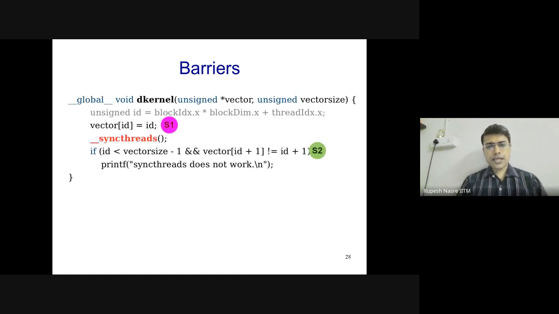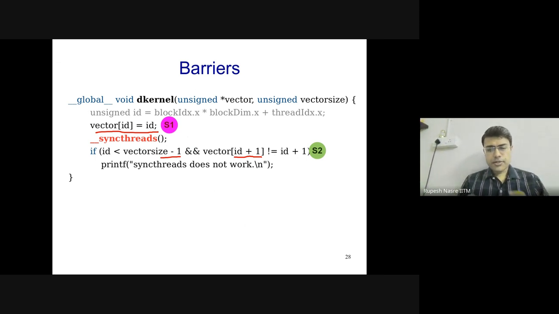Okay, so let's take one quick example where we have some assignment happening. Vector of id equal to id, that is our statement S1, then there is __syncthreads, and then if id is less than problem size minus 1, the vector size minus 1, because I'm going to access id plus 1, therefore this condition is required as safeguard, if vector of id plus 1 is not equal to id plus 1, then print "syncthreads does not work". What do you think will be the output of this code for an arbitrary launch configuration? Will it print "syncthreads does not work", or will it not print?